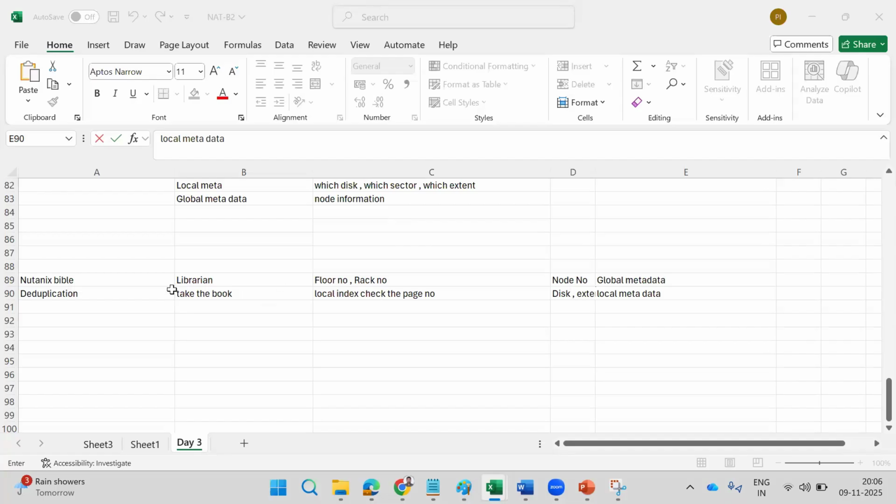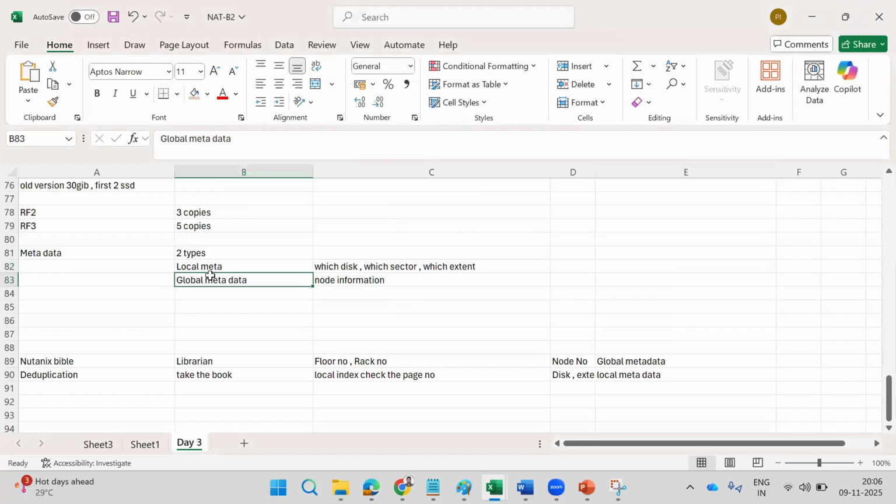Okay. So overall, there are two metadata: local metadata and global metadata. The local metadata is something like a book index. Global metadata is something like a library index. If I'm not sure whether the book is there or not, I ask the librarian for help. Likewise, if I'm not sure where the data is, I ask my global metadata. It tells me, go to node number 5, that node has this data. Then I go directly to node 5 and ask for local metadata information about which sector the data is on. For that, I take the help of local metadata. All good, right?